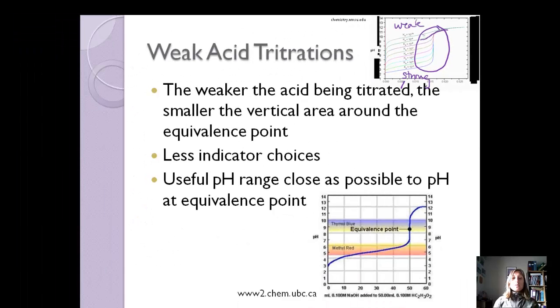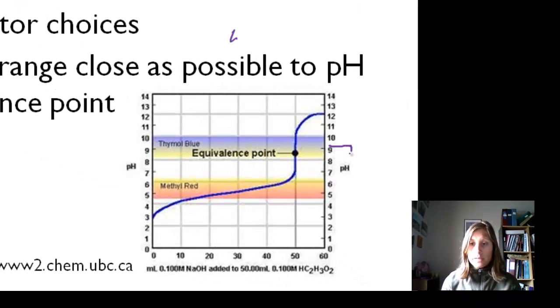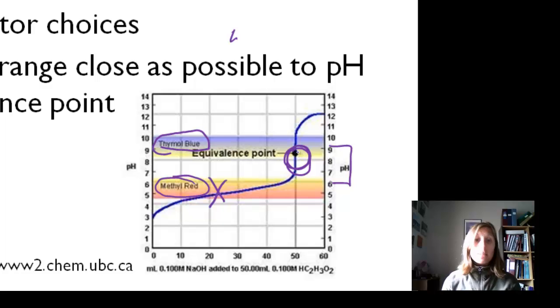So the useful pH range needs to be as close as possible to the pH at the equivalence point. And so as you can see on our graph here, we've got two different indicators to choose from. Obviously, methyl red would not work because our equivalence point is up here. Thymol blue, however, would work because its range is covering the equivalence point.